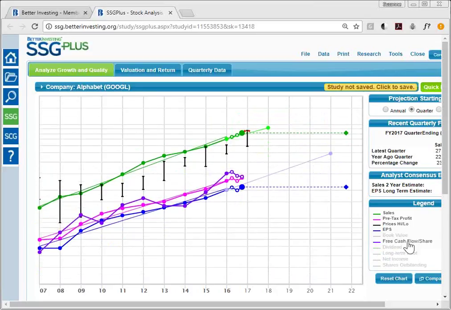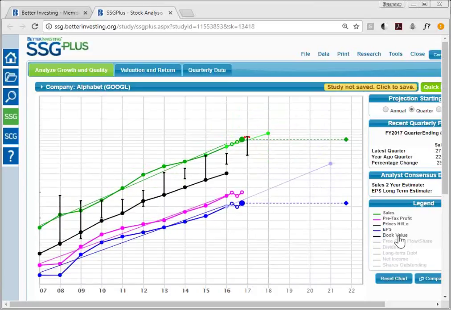I can turn on free cash flow per share. And I'm looking for the company to continue to make free cash flow. If this falls off a cliff, well, it's a red flag that needs to be investigated. I can look at book value. Hopefully the company's book value is increasing as their other fundamentals are increasing.